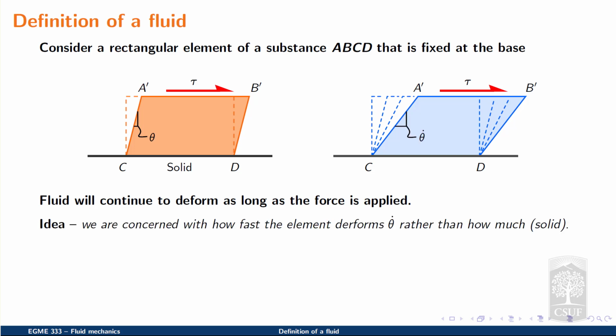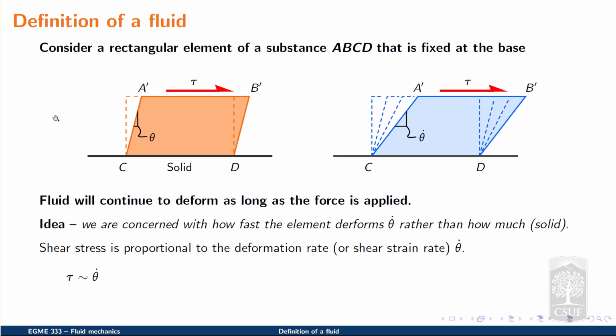So the idea then is when we're looking at the mechanical behavior of a fluid, we are more concerned with how fast the fluid element deforms, as indicated by the angle theta dot, versus how much the fluid element deforms, which was the case when we were talking about the solid element. So we can say that the shear stress is proportional to the deformation rate or shear strain rate theta dot.